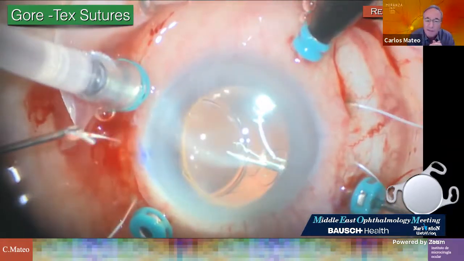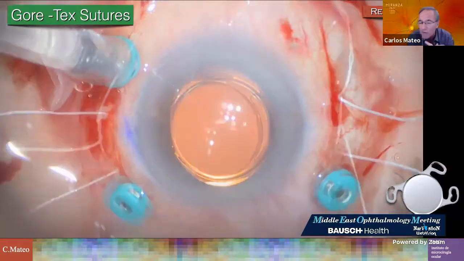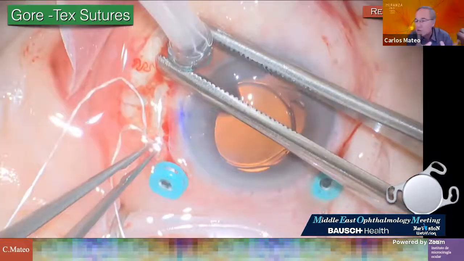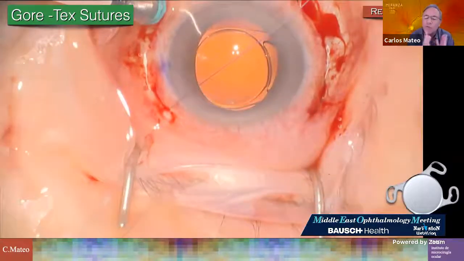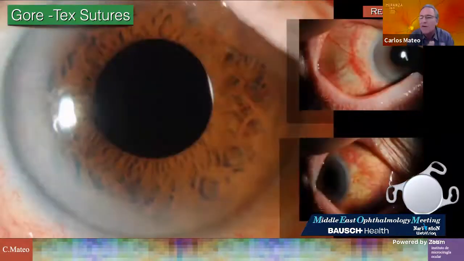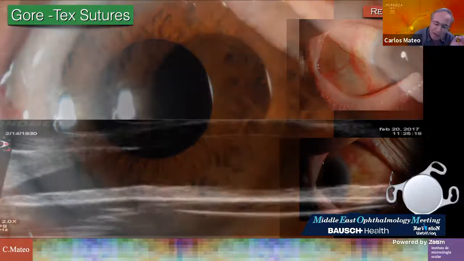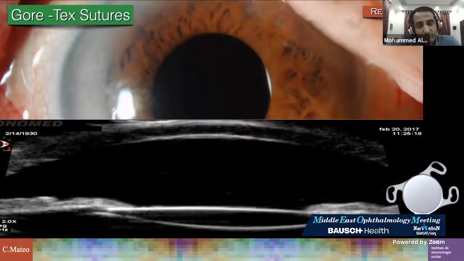And then the tricky part of this technique is the knot. At the end, leave the traction to have the lens centered. This is very important. It's critical to have good vision for the patient. And it's a tricky point to put the knot in.